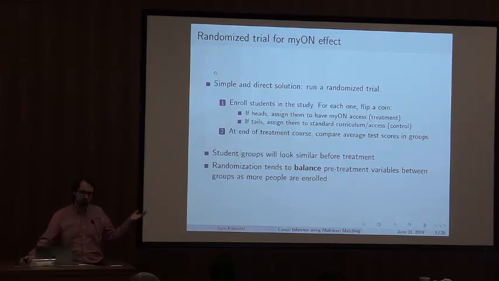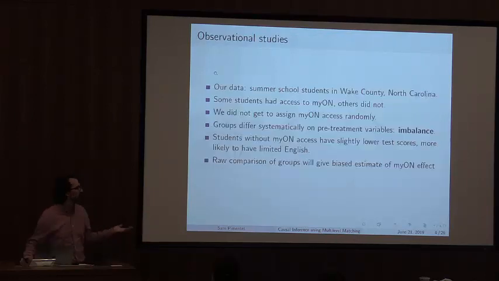And this is fine. If we could have done this randomized trial, that would have been great. We couldn't. We had observational data instead. Basically, Wake County, North Carolina, the school district there, had data on a bunch of summer school students, some of whom had access to this Mayan reader and others who didn't. So we got a hold of this data.